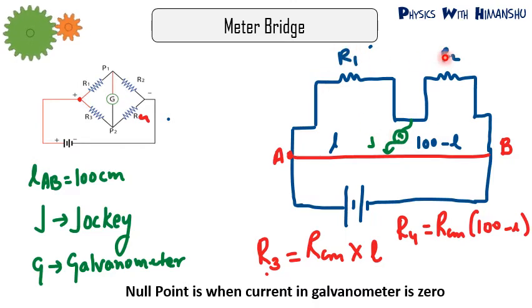R1 by R2 equal to R3 upon R4. Now how will we calculate R3? We have already discussed if RCM is given, then how to calculate resistance. So R3 will be RCM into L, R4 will be RCM into 100 minus L. Because this wire is R4, this wire is R3. Length of this wire is L, so RCM into L. Length of this wire is 100 minus L, so RCM into 100 minus L.